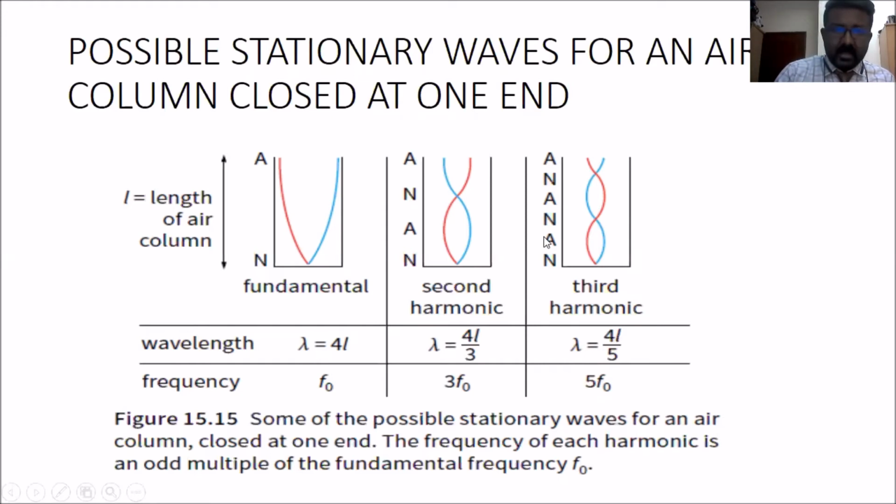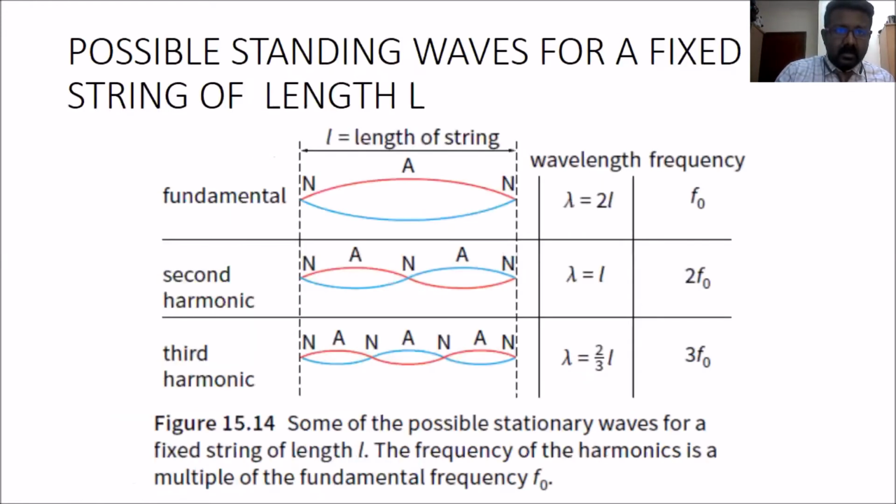And in the same way, we can do for the possible standing waves for a fixed string of length L. You will be able to see from this figure the fundamental frequency of the string producing a standing wave that is equal to f naught, and at the two fixed points there will be these called the node points. The distance between two consecutive nodes is equal to half a wavelength. Therefore lambda is equal to 2L.